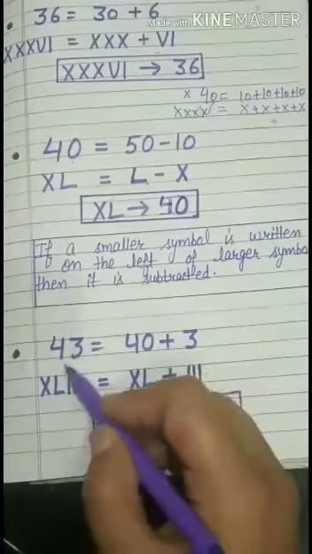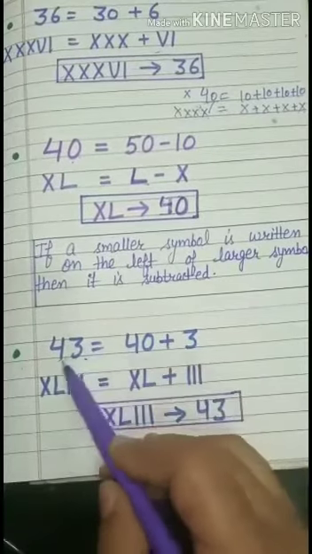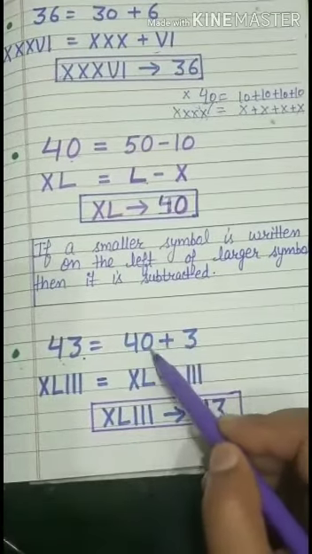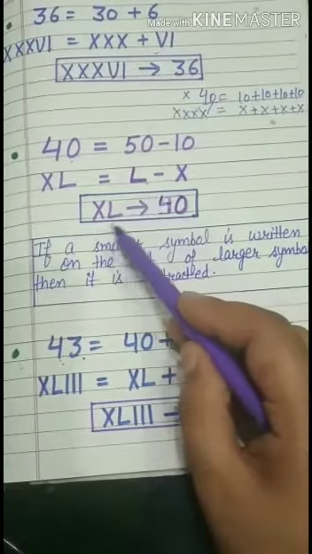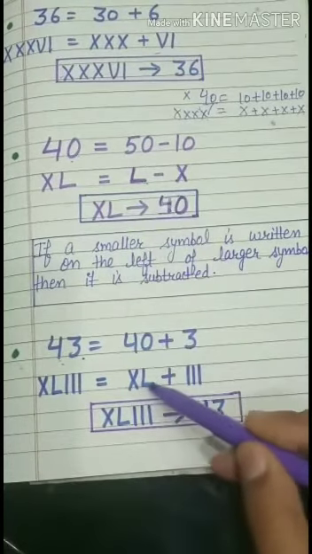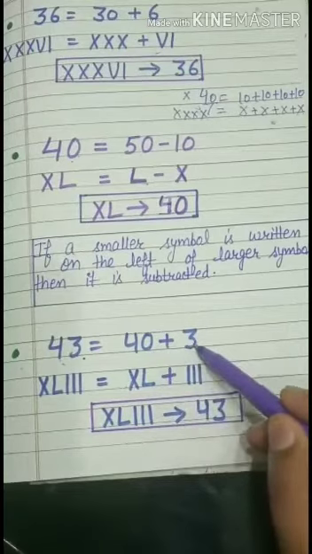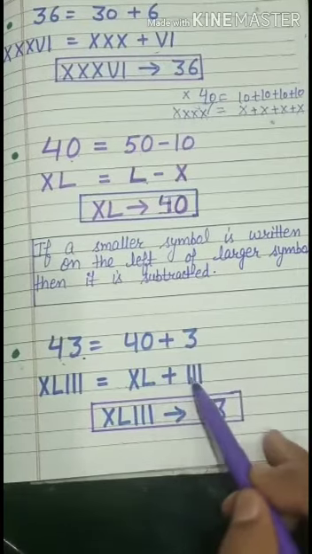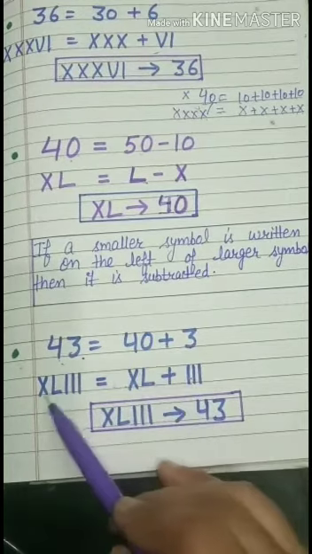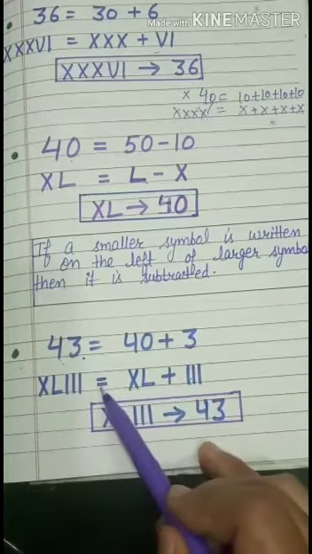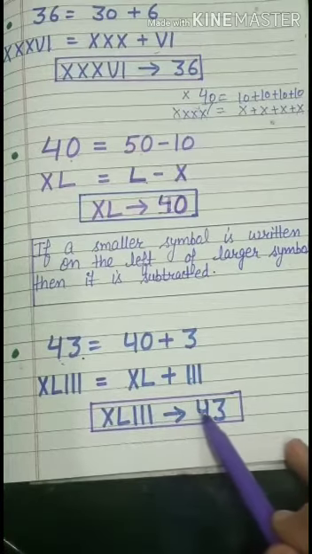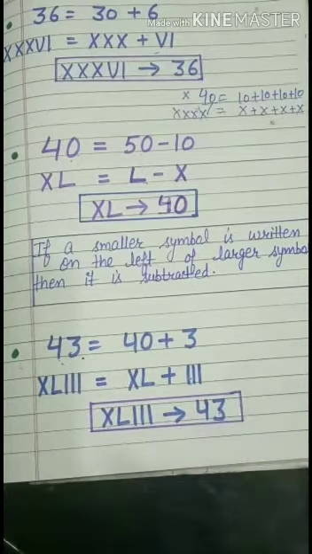Now how can we write 43 in Roman numerals? 43 can be written as 40 + 3. अब 40 के लिए क्या सिंबल यूज करेंगे आप? XL. तो 40 की जगह हमने लिख दिया XL. And for 3 we use the symbol III. अब यहाँ पर ऐड हो रहा है, so हम स्मॉलर सिंबल को ग्रेटर सिंबल की राइट साइड पे लिखेंगे. So XLIII stands for 43.